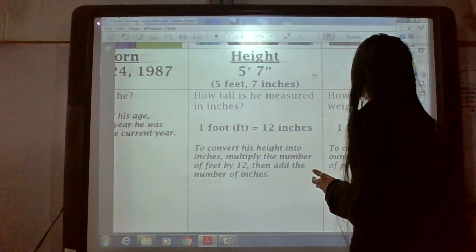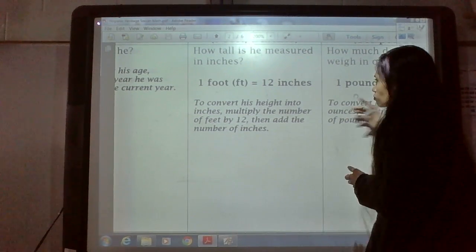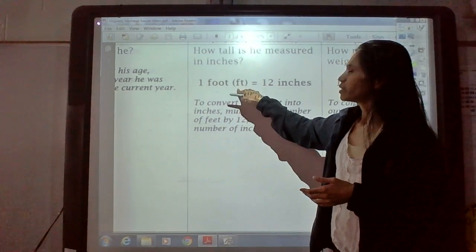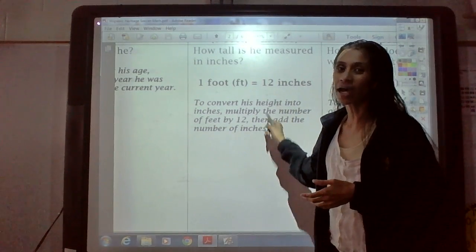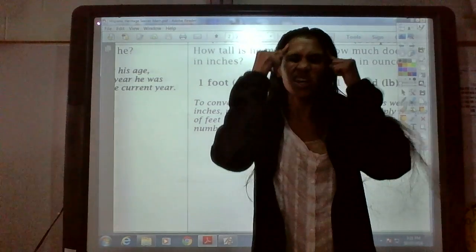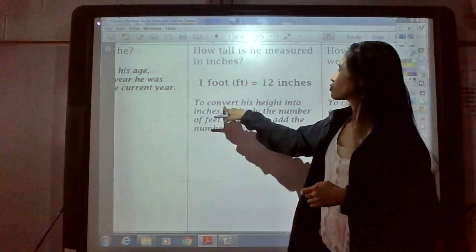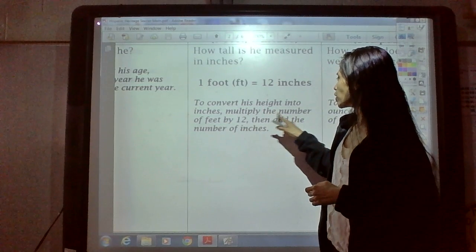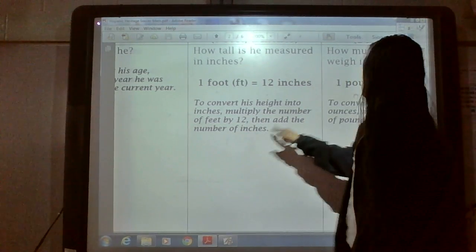So let's look at our clues. It says right here, there's one clue. It says 1 foot, that's the abbreviation, FT, equals 12 inches. So we need that conversion. Now at this point, you should already know that. If not, put it in your brain so you will know. To convert his height into inches, multiply the number of feet by 12, then add the number of inches.